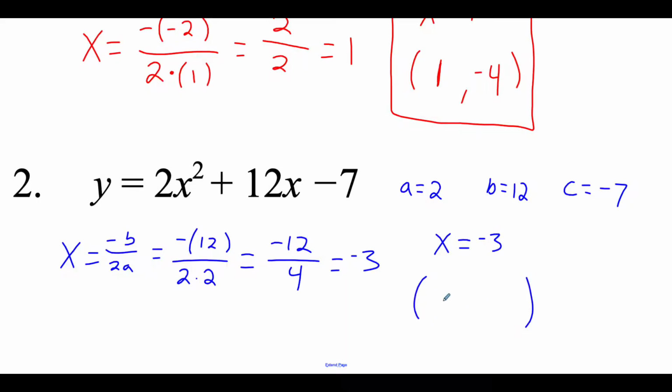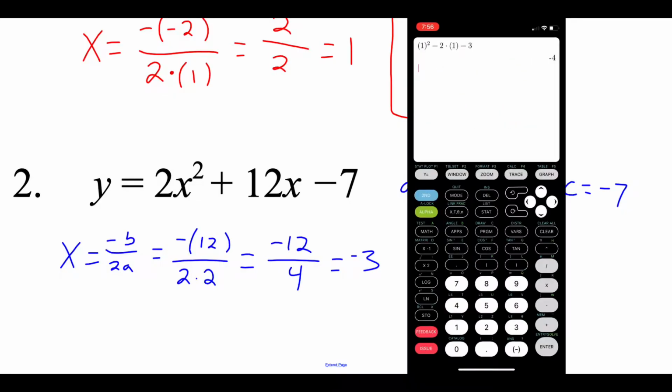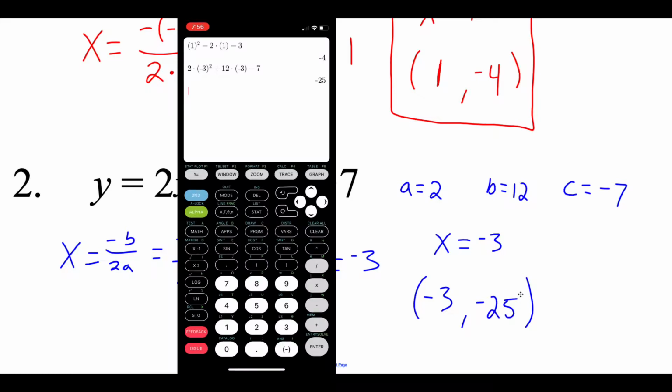Then for the vertex, that x value is the same as the x value for the axis of symmetry. So the x value there is negative 3. Now in order to find the y value, I need to take that negative 3 and plug it back into the equation and simplify it down to get my answer. So in my calculator, I'm taking 2 times the x value of negative 3, but I have to square that, plus 12 times that x value of negative 3, and then I'm supposed to subtract 7 from all of that. I hit enter, and I get negative 25 as my answer. So the y value for the vertex is negative 25.